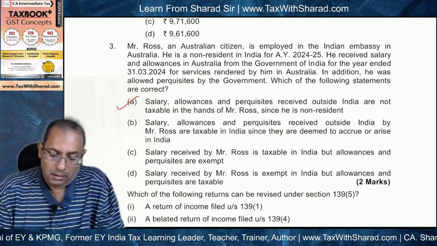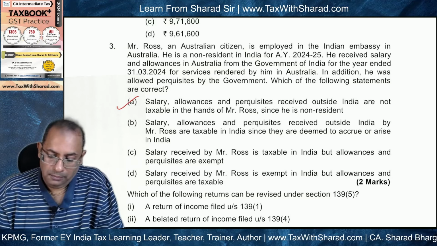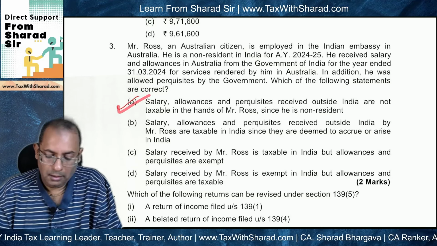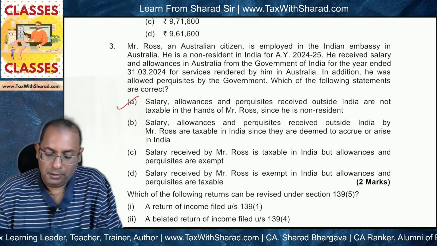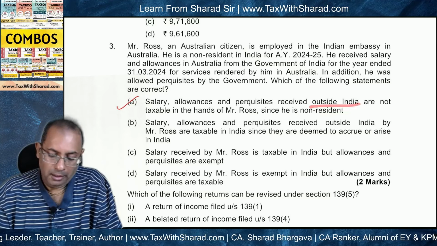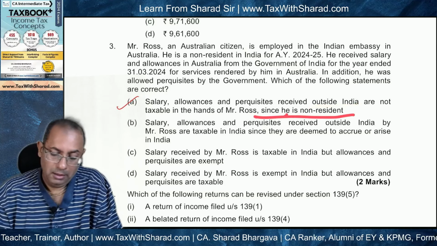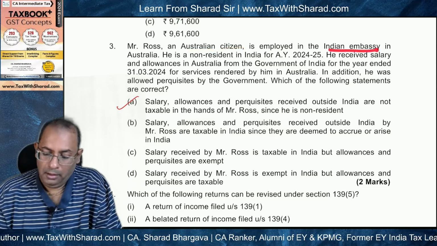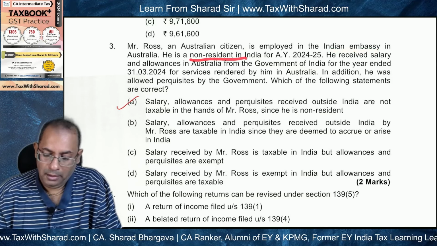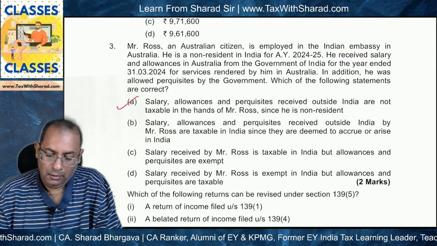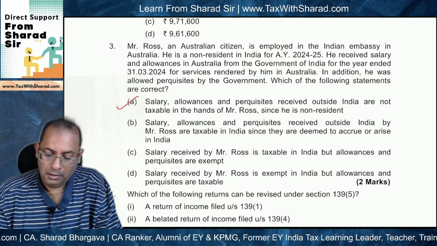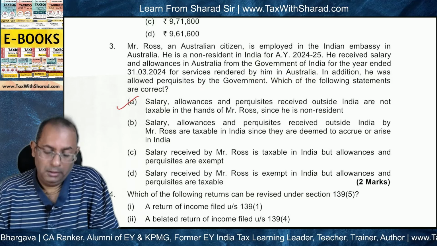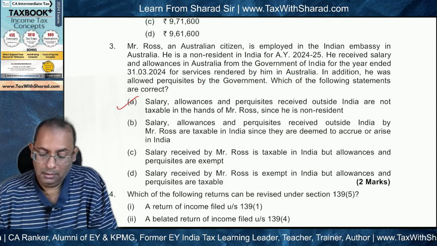Number 3, Mr. Ross is an Australian citizen, and the question is which of the following statements are correct, and A is the correct answer. Salary allowances and perquisites received outside India are not taxable in the hands of Mr. Ross since he is a non-resident. So the question is, Mr. Ross is an Australian citizen. He is employed in the Indian Embassy in Australia. He is a non-resident in India and he receives salary allowances from the government of India for services rendered by him in Australia. Okay, in addition, he was allowed perquisites by the government. So whether this is taxable or not, and the correct answer is that this is not taxable.